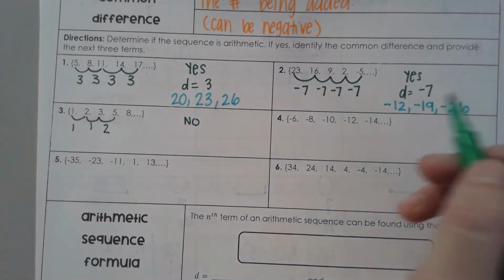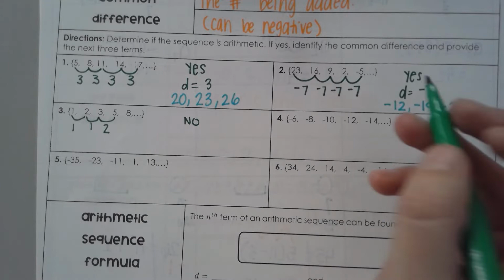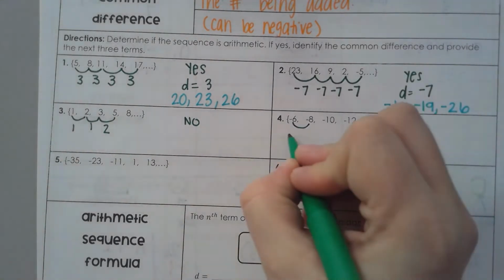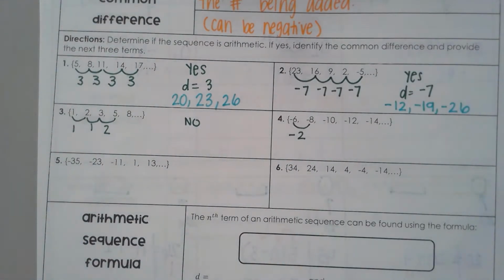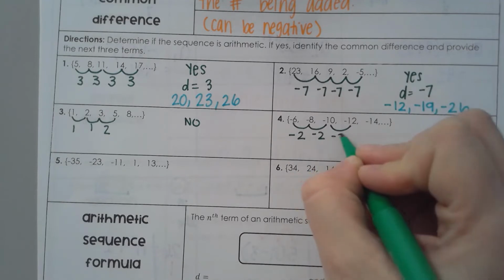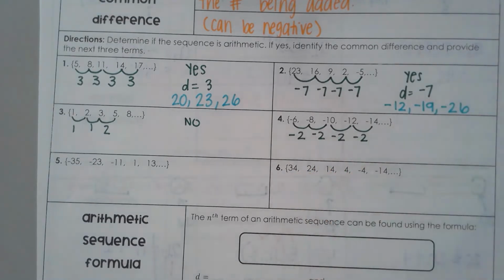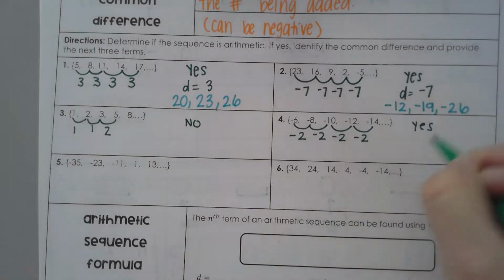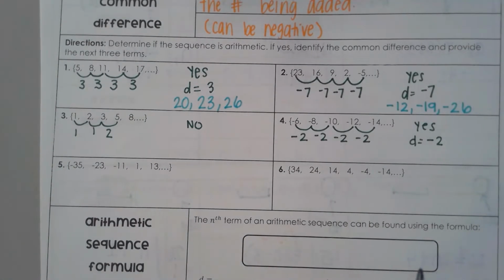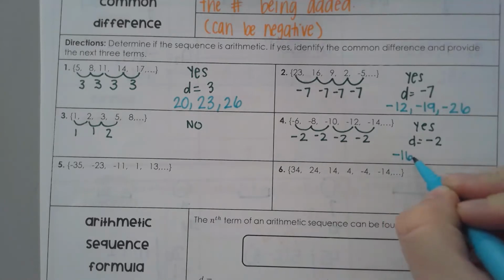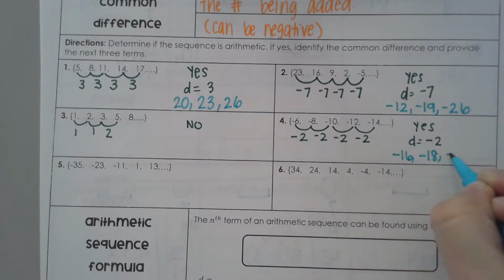Number 4. It's like number 2. So from -6 to -8, my common difference is -2. And if I keep checking, it is -2 all the way down the list. So it's a yes. My common difference is -2. The next terms are -16, -18, and -20.